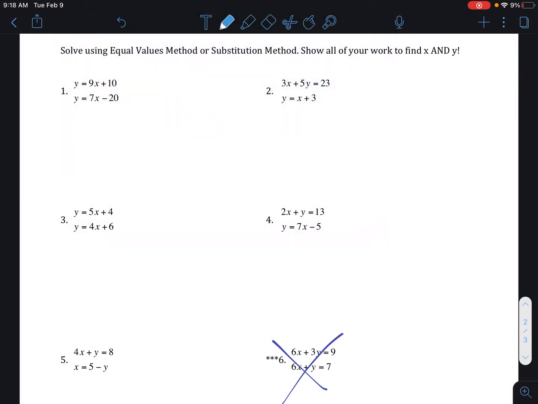So remember, as far as algebraically goes, we've got two ways that you guys can solve systems. So far we've got the equal values method and we've got substitution. Equal values method is when both equations are equal to the same values. Like in number one, they're both equal to y. So I'm going to use equal values method for number one.